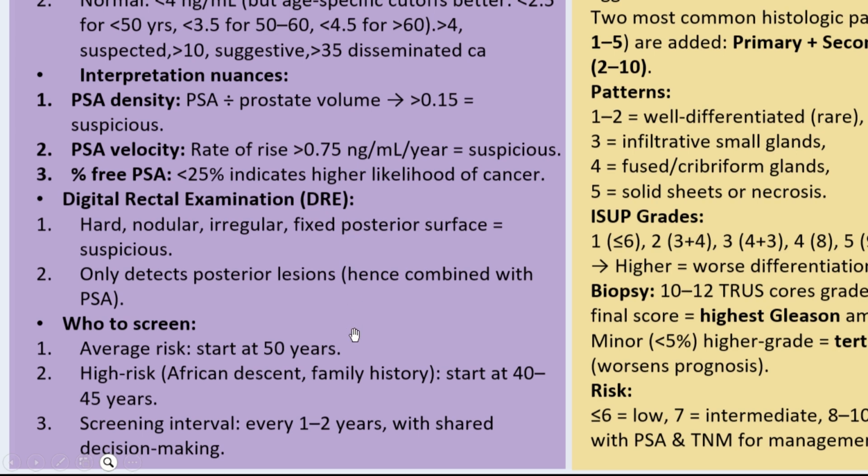So who are we going to screen? Average risk starts at 50 years, and we shall screen high risk people, that is people of African descent and those with family history, and for those we shall start at 40 to 45 years. The screening interval is going to be 1 to 2 years with a shared decision making between the practitioner and the patient.